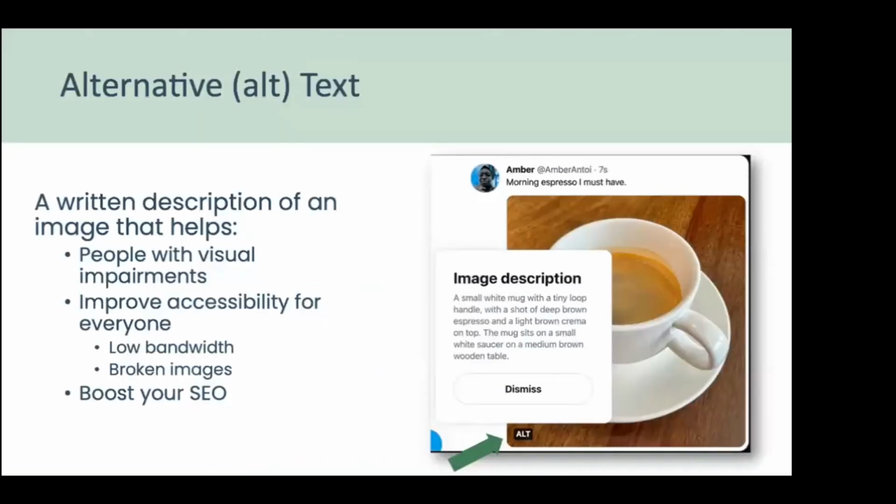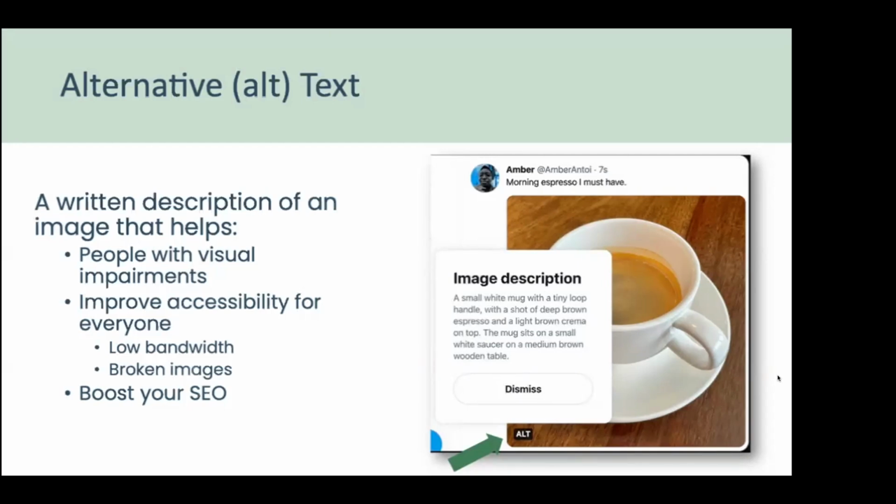One of the main things we're going to be talking about today, really, though, is alternative text, or alt text, as some people call it. It is the written description of an image that can help people with visual impairments. So, for instance, you see this image on the right here of a coffee cup. Imagine if you couldn't see that image. How would we make this accessible to you? You can add text that is an image description. This is X. If you click on alt text here, this pops up and you can see a description: a small white mug with a tiny loop handle with a shot of deep brown espresso and light brown crema on top. So it gives a description. If you can't see the image, this is what you would see if you could experience that.